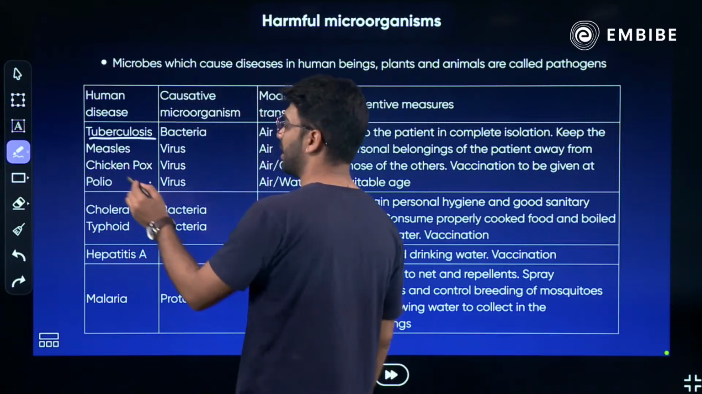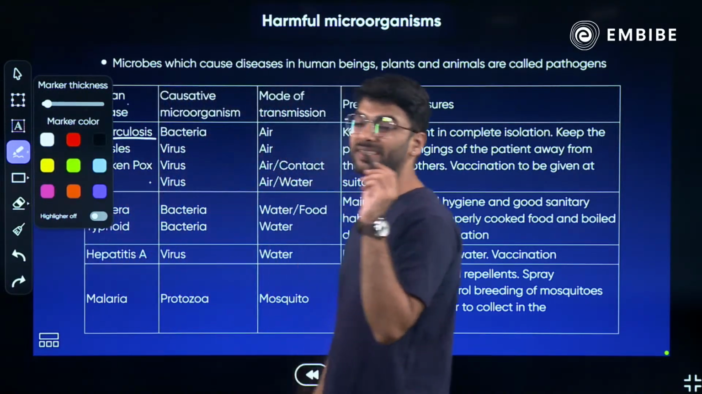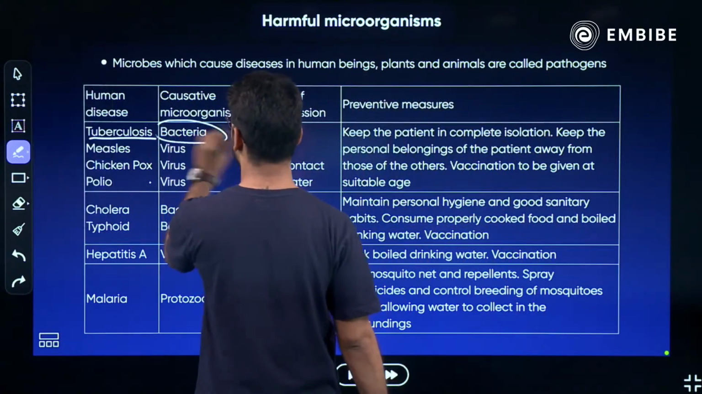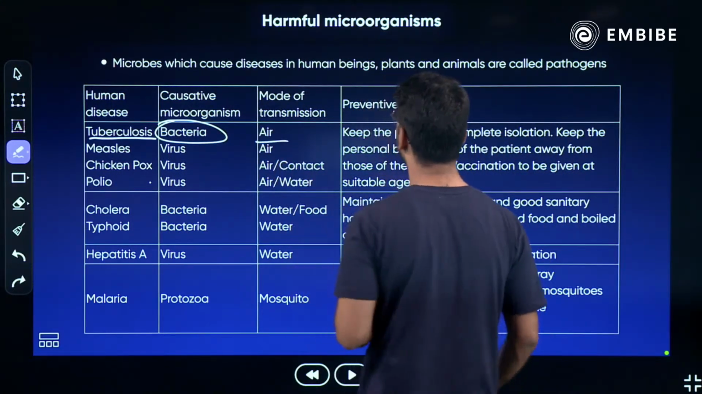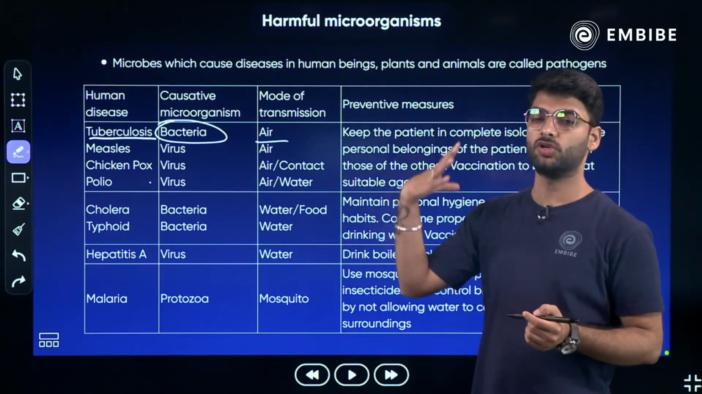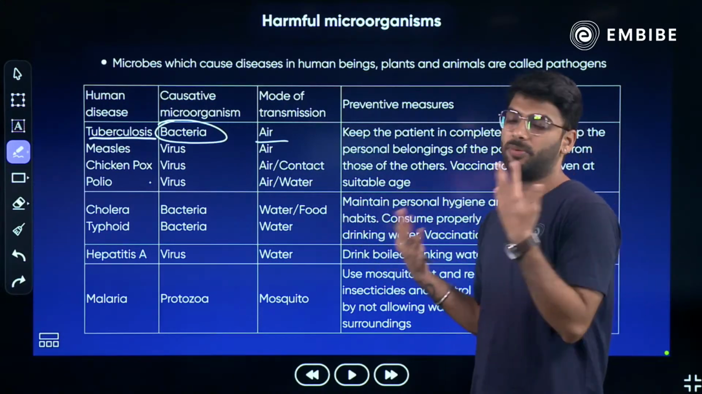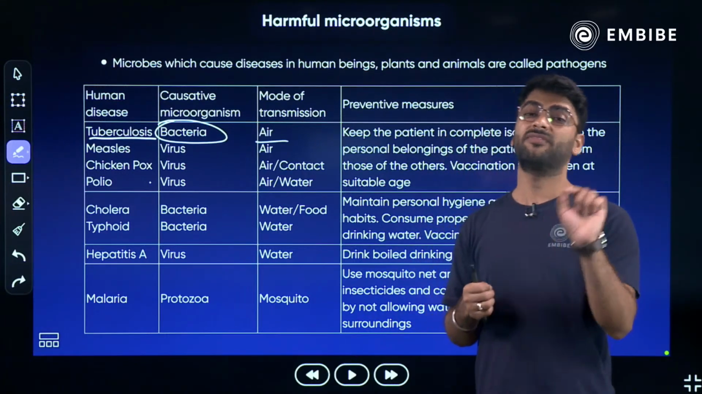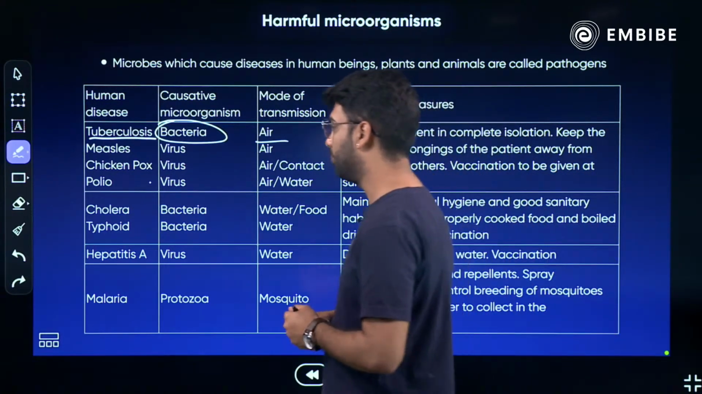Now tuberculosis spreads through air. It is caused by a microbe called Mycobacterium tuberculosis. So the name of the bacteria that causes tuberculosis is Mycobacterium tuberculosis, which spreads through air. And the way to keep tuberculosis away is, if somebody is having tuberculosis, you should be away from that person. You should not share the utensils. You should basically make sure that you're not in the same air as the TB patient. And vaccination. So vaccination is something that protects the person from TB.